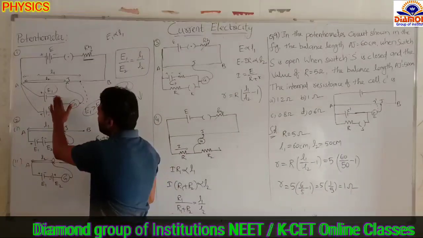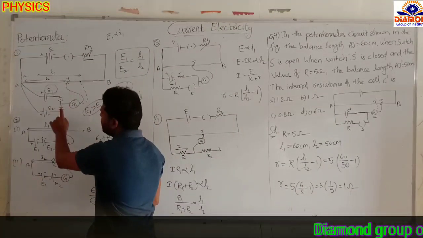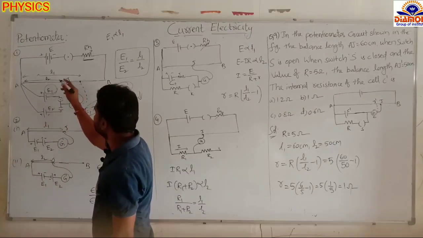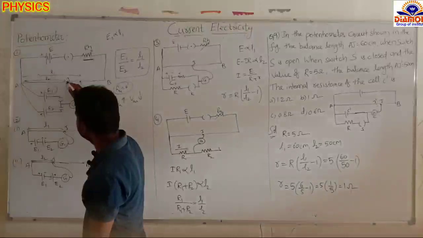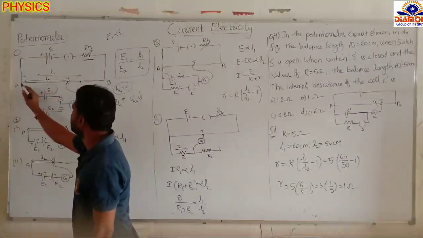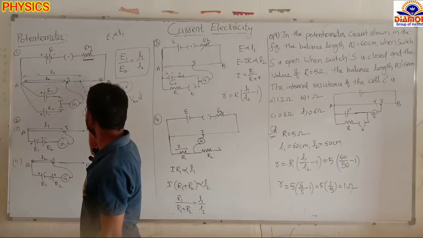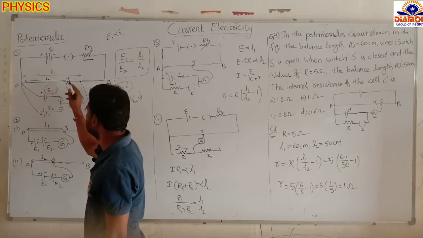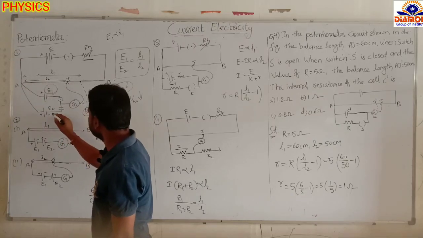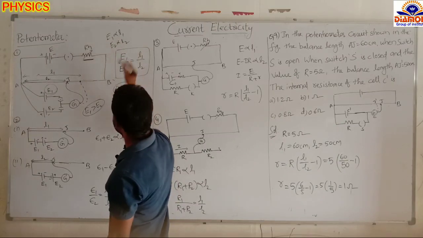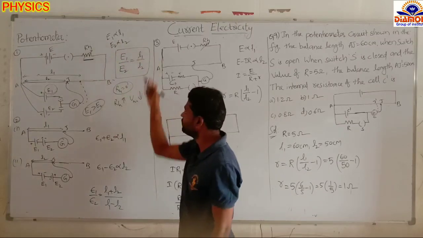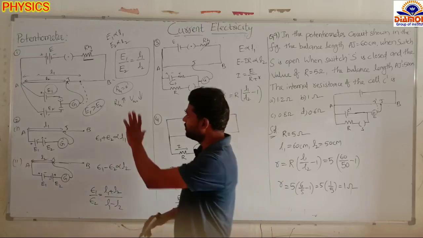Next, I switch off this one and switch on the other key. Then current will flow and as I move the jockey, at some point it will show the null deflection. That length we have to measure from the high potential to the low potential side, that means from A to J. So A to J is the length L2, and E2 is directly proportional to L2. Taking the ratio, we get E1 by E2 equal to L1 by L2.